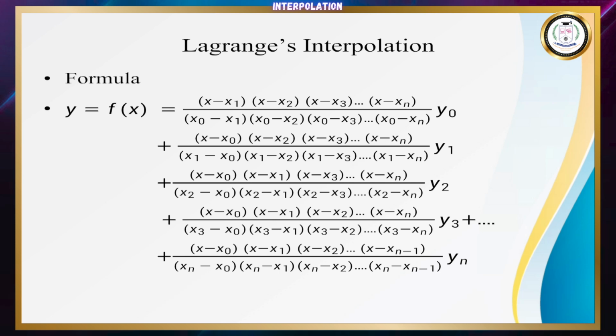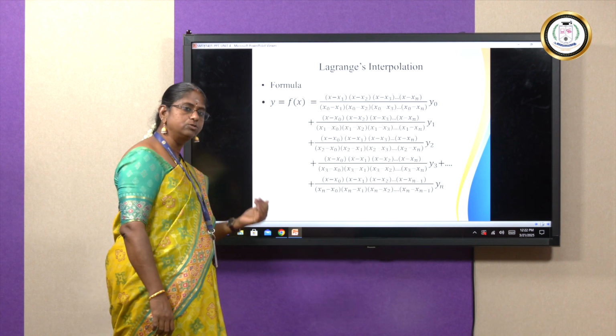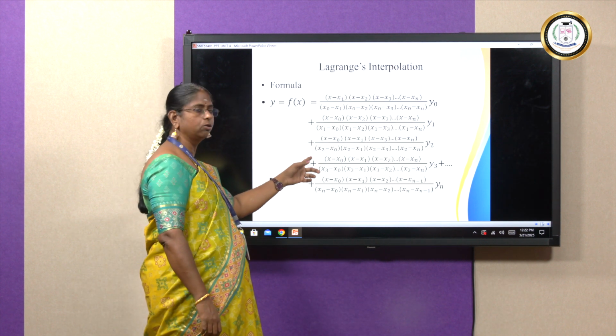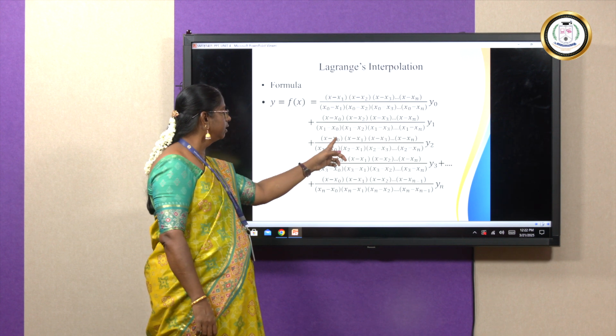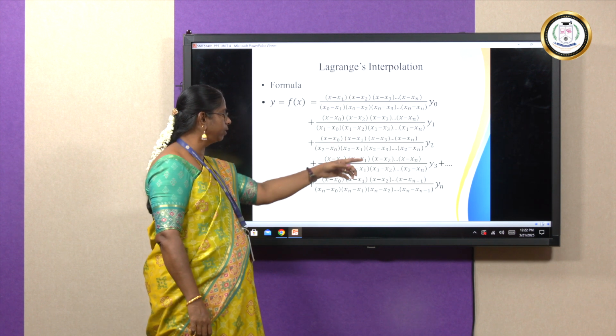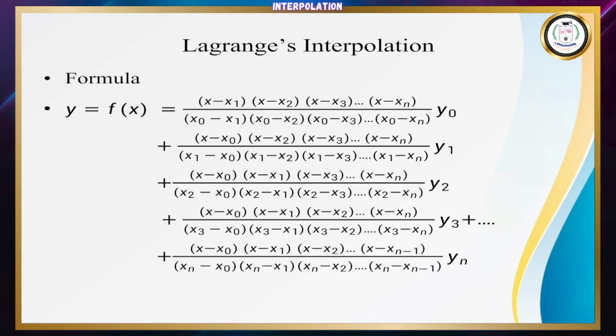Then in the third term, I should not take x2. So I have to write x minus x0, x minus x1, then skip x2, then write x minus x3 till x minus xn. What is not taken has to be taken in the denominator, that is x2 minus x0, x2 minus x1, till x2 minus xn, into y2. Like this I can write the terms of Lagrange's interpolation formula.